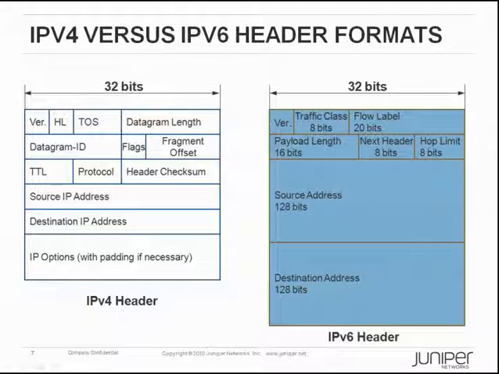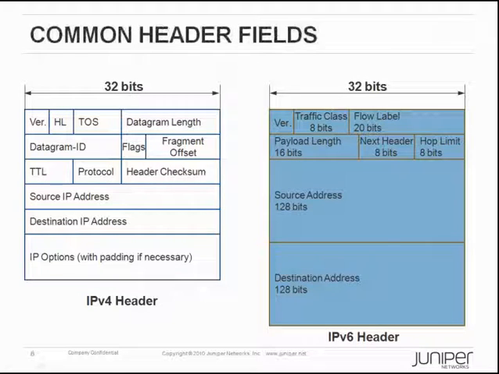Looking at the headers for IPv4 and IPv6, you can see they are quite different. This is why IPv4 and IPv6 are not natively interoperable. In other words, a device that speaks IPv4 cannot speak directly with a device that only speaks IPv6. But there are some common fields in the headers.